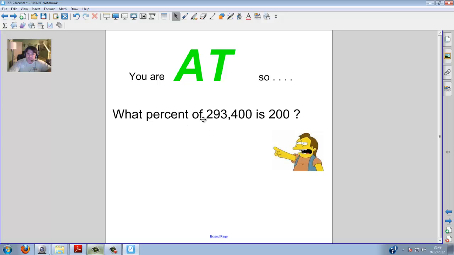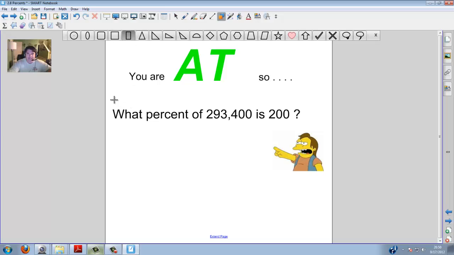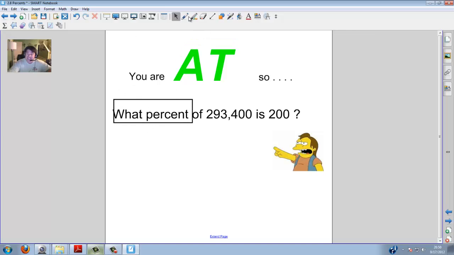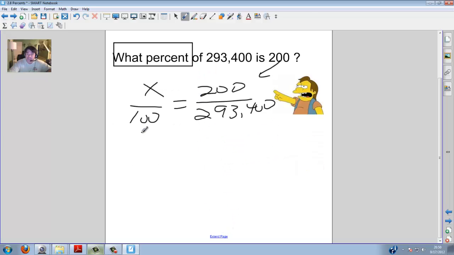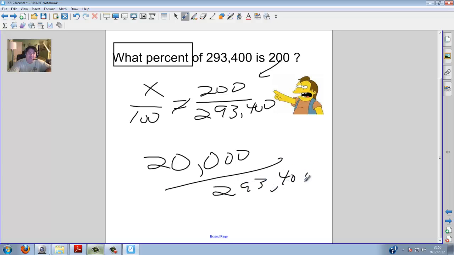You are AT, so why don't we try this? What percent of 293,400 is 200? Oof. That tires me out thinking about it. What percent? Well, percent means what over 100, right? Of 293,400, is goes on top, 200 on top. Let's see. 200 times 100 is 20,000. That's going to be divided by 293,400. I'm getting somewhere around 0.08 probably.